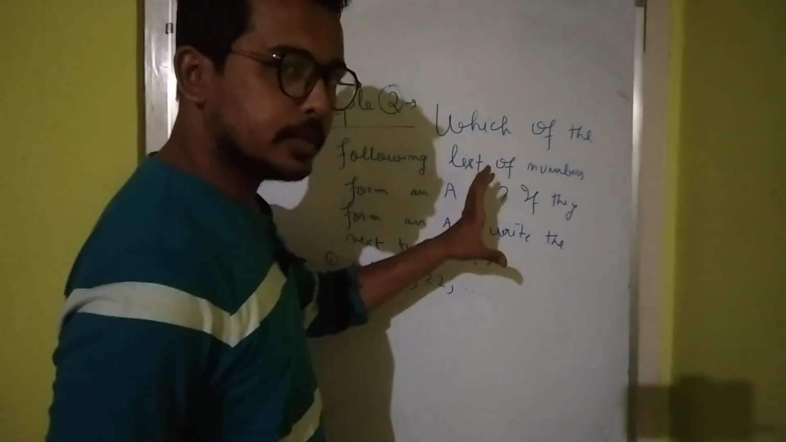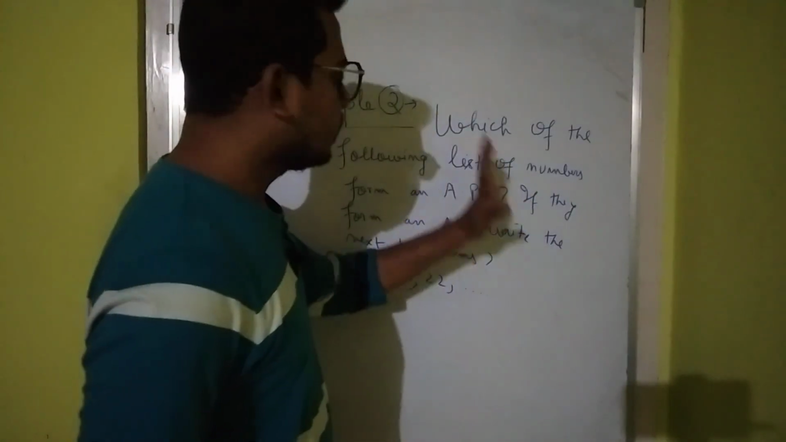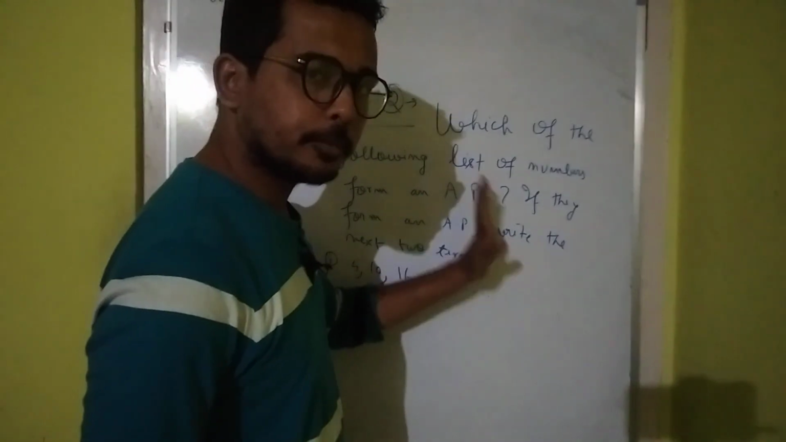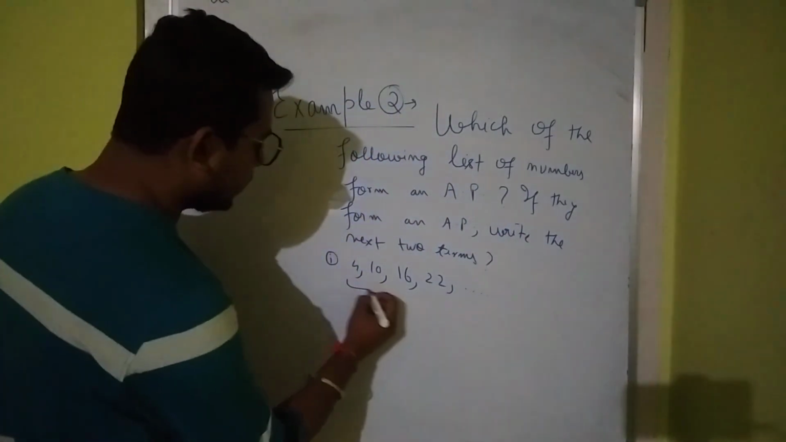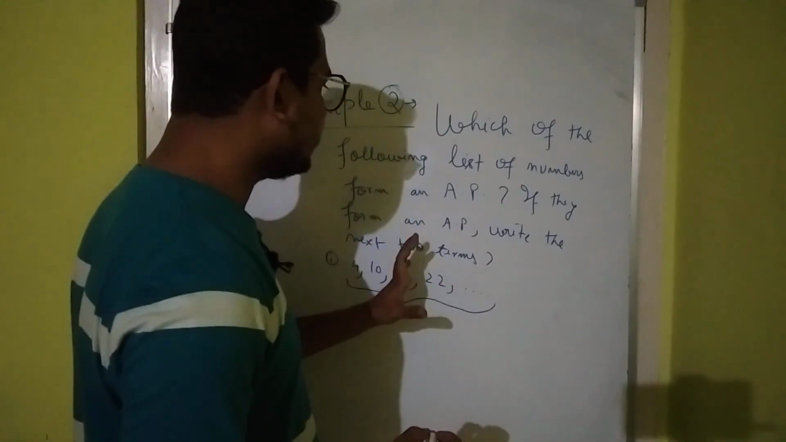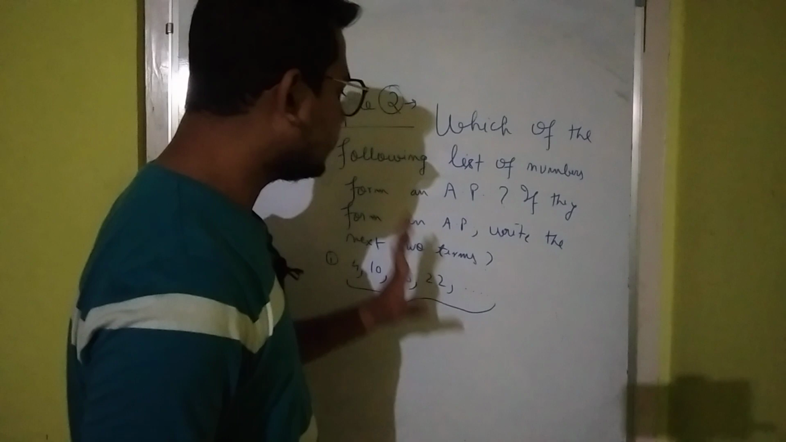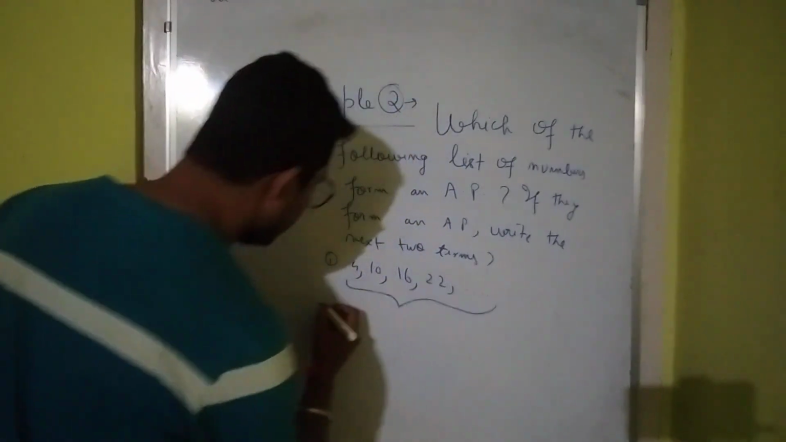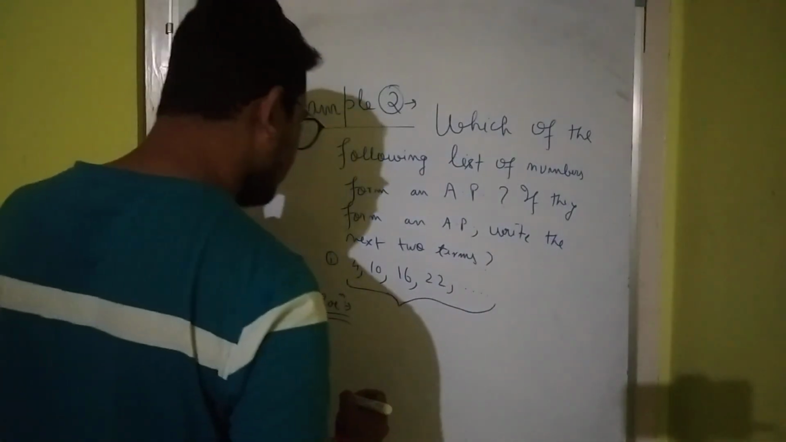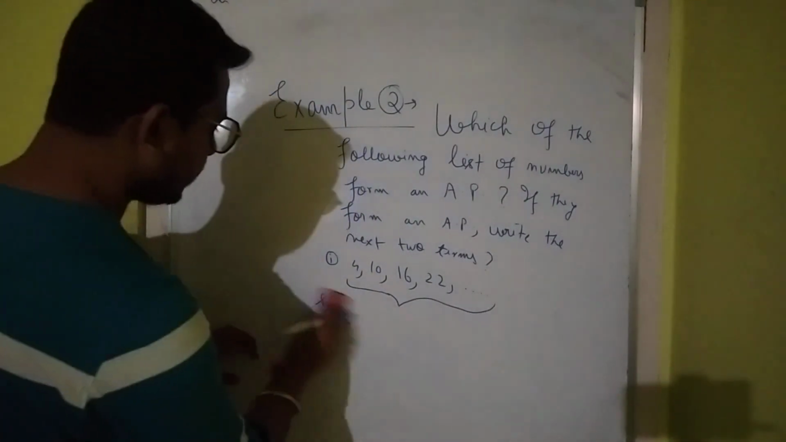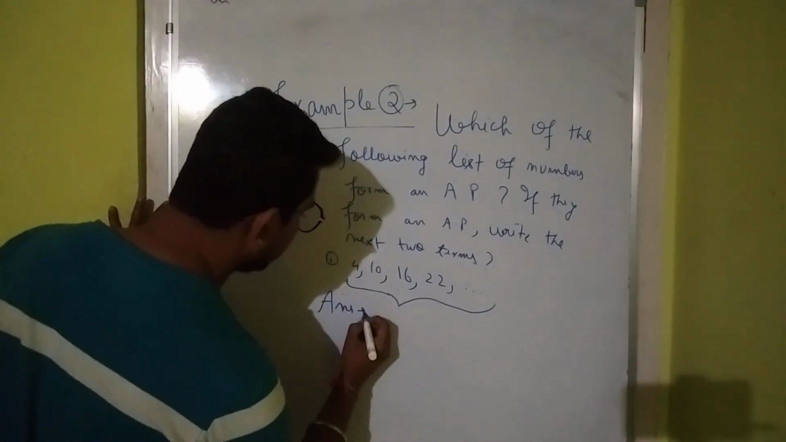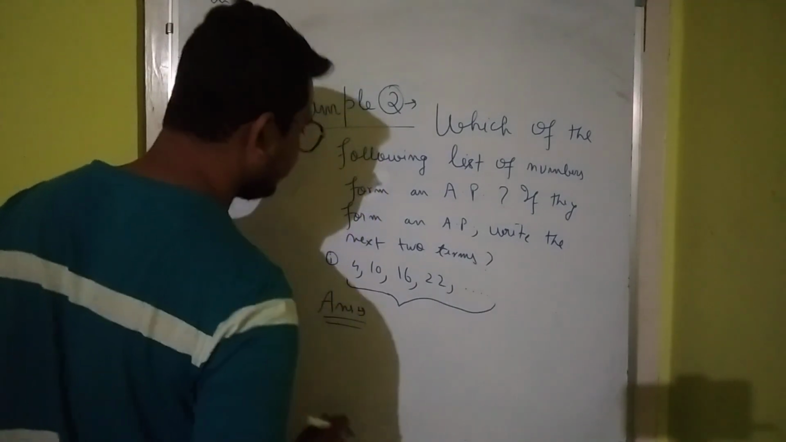So the question says that, question क्या बोल रहा है, which of the following list of numbers form an arithmetic progression. तो क्या ये numbers, क्या ये sequence एक AP है, if they are, write the next two terms. So solution में जाते हैं. चलो, we'll take a look at the answer now.